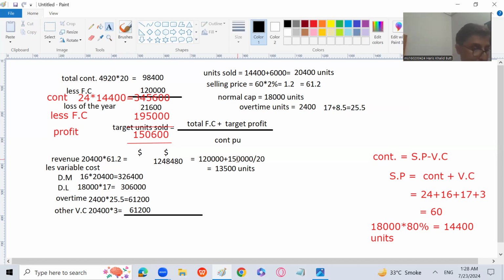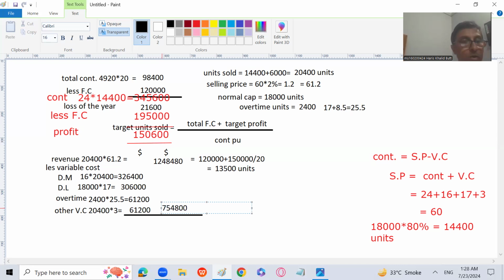So let me calculate the total of all the variable cost. 326,400 plus 306,000 plus 61,200 plus 61,200. So 754,800. I'll write it over here, 754,800. Now I have to subtract: 1,248,480 minus 754,800. So the answer is 493,680. What is this? That is contribution.